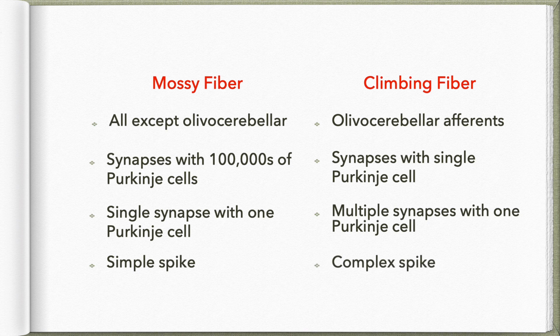The excitation caused by the mossy fiber results in a simple spike within the Purkinje cell, whereas excitation caused by the climbing fiber will result in a complex spike. That is what will result in corrective behavior, or as I said, this whole pathway gets excited because of novelty detection or error detection. Because of this complex spike, it will result in corrective behavior or the motor learning activity.